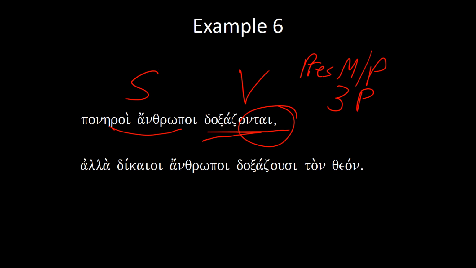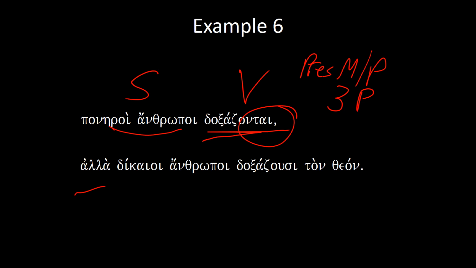Evil men glorify for themselves. Evil men themselves glorify. Well, that could make some sense. Evil men glorify themselves. We know that's certainly true. How about passive? Evil men are being glorified. Well, that also could make some sense. So what are we going to do? Keep going. Let's look at the rest of the sentence, see if it provides any further help.